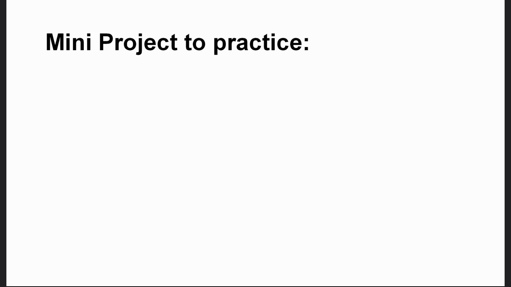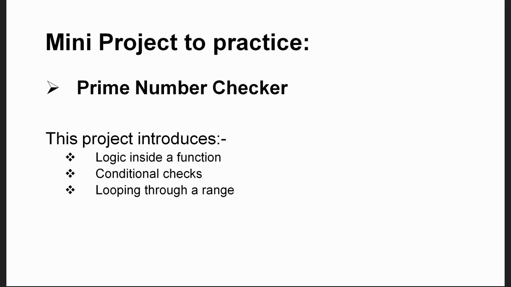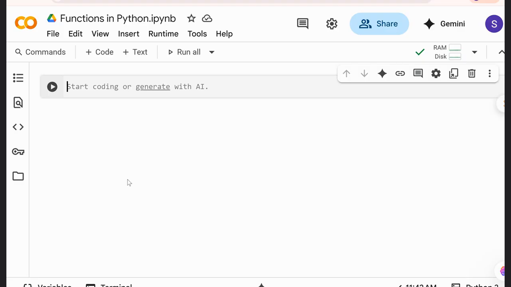Based on the concepts we have learned, we are going to build a mini project, a prime number checker. In this project, it introduces you to the logic inside a function, conditional checks, and looping through a range. So let us build the project.